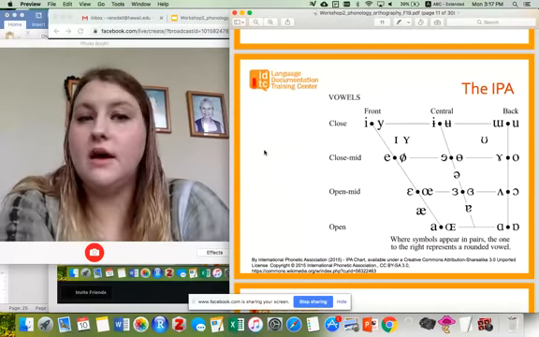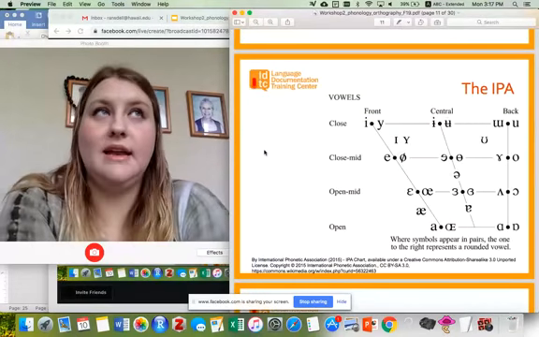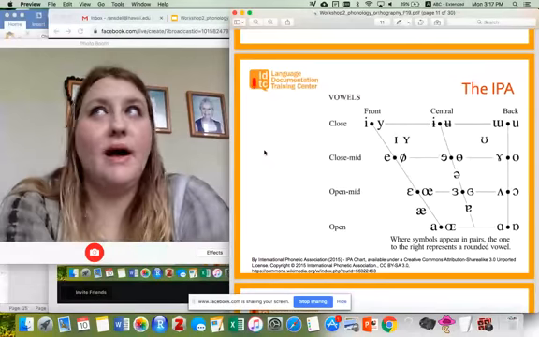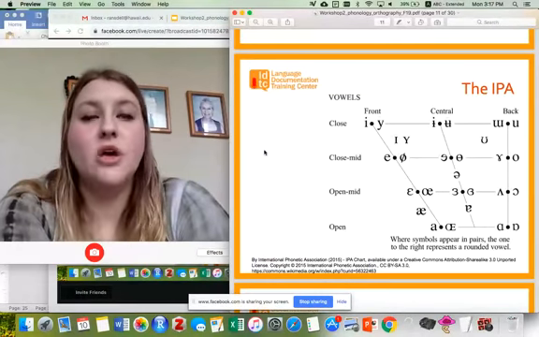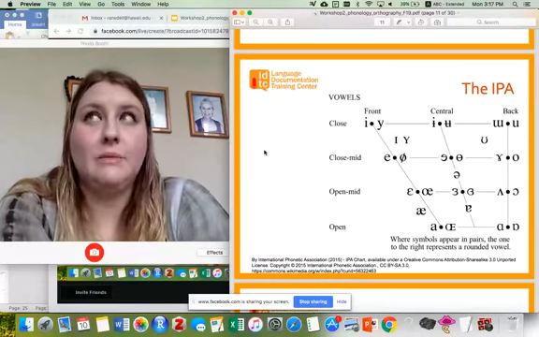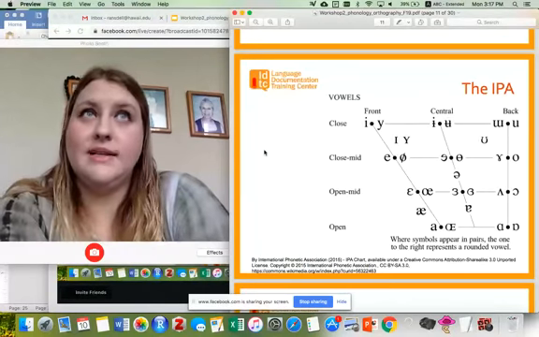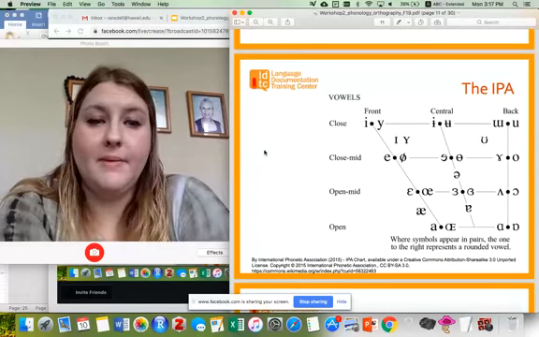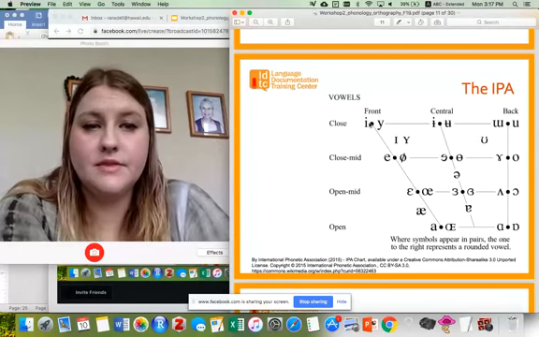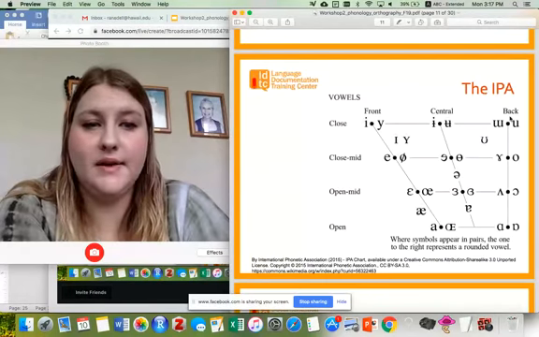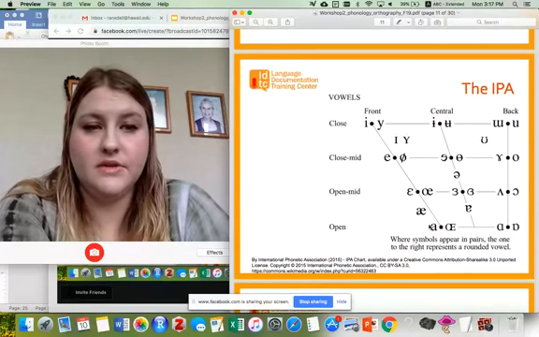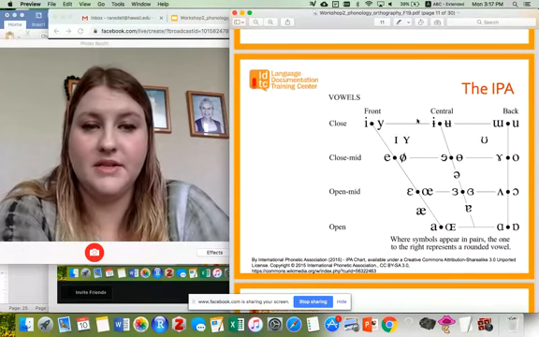Vowels are trickier than consonants because you can make any type of vowel sound. There's no like boundaries really on vowels. You can shape your mouth in pretty much any way, and as long as there's enough air flowing through, you'll get some sort of vowel. This is generally called the vowel space here. This is also known as the vowel trapezoid, just because of its shape.